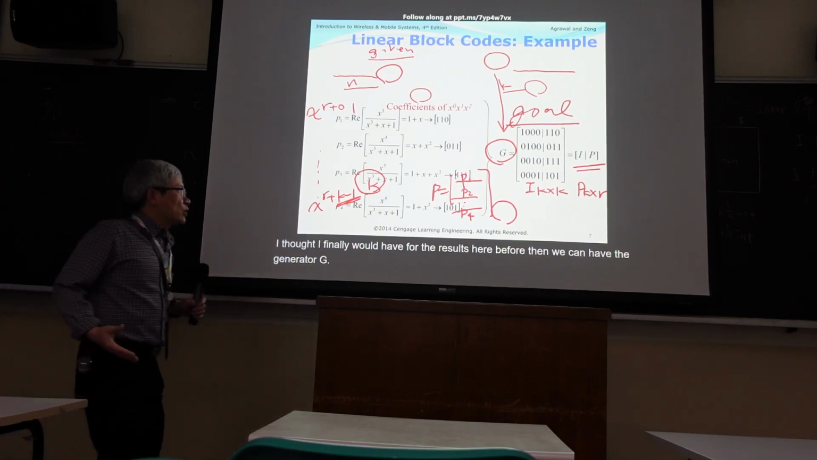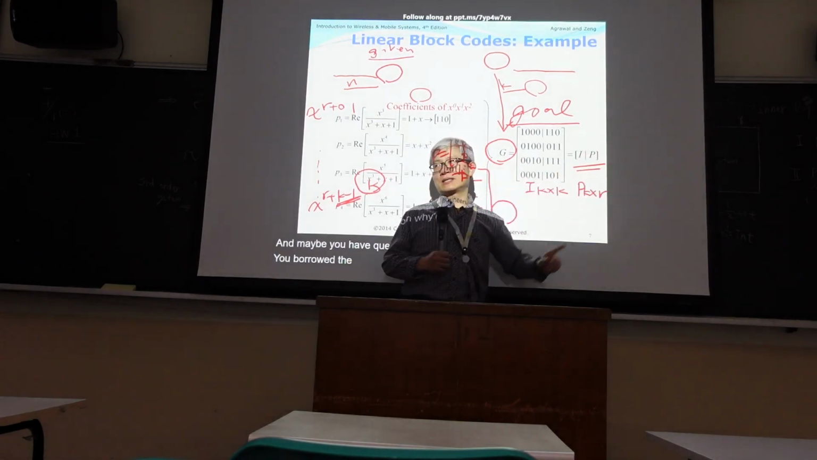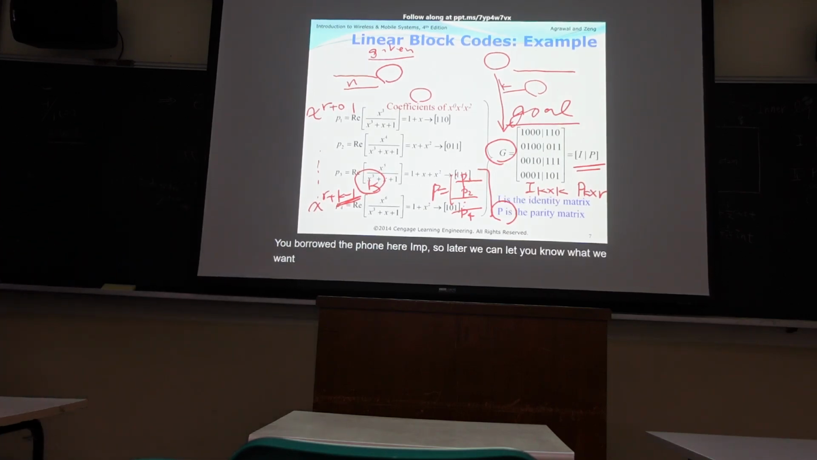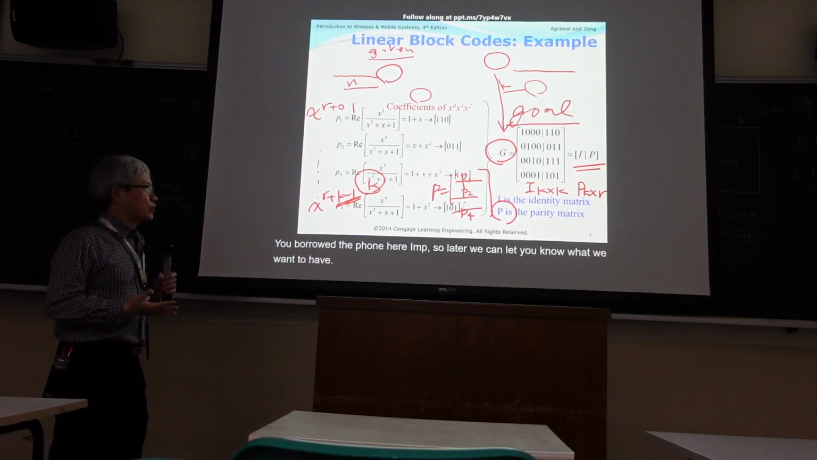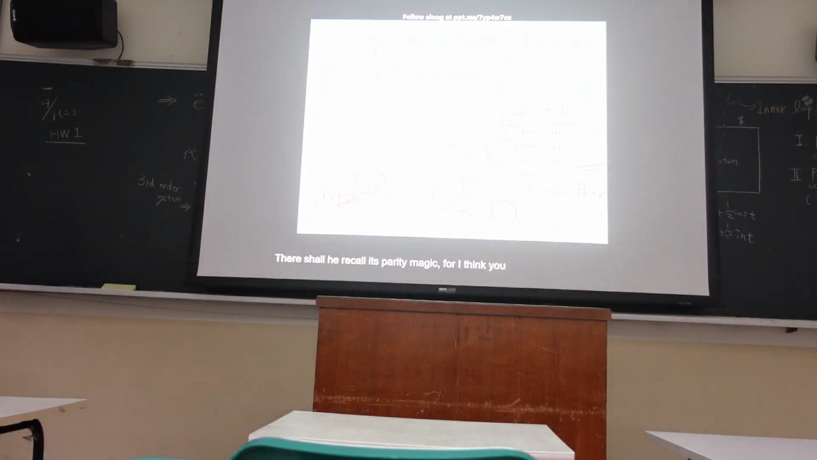And maybe you have a question: why does G follow the form here, I and P? Later we can let you know what we want. The name for P, we call it the parity matrix. For I, I think you understand the meaning: the identity matrix.